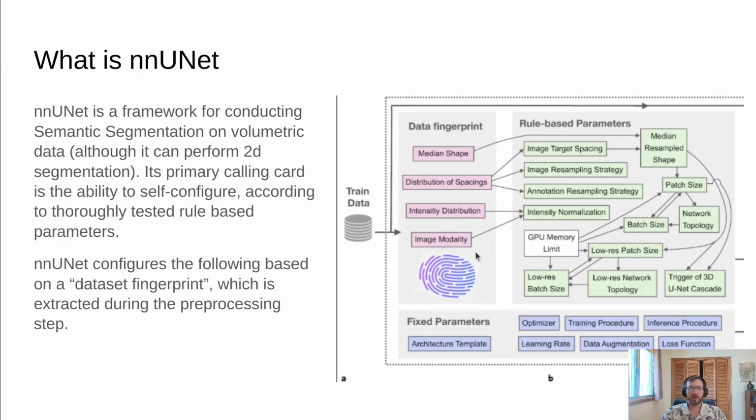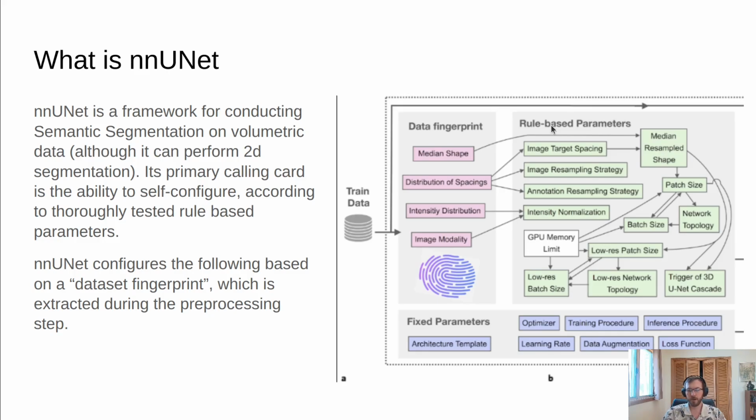Just to start, we'll go over what nnUNet is. nnUNet is a framework for conducting semantic segmentation. It's not so much an architecture as it is a methodology for performing semantic segmentation. The primary thing it does is self-configure. This is kind of what it's known for. It has a list of rule-based parameters that it goes through to configure the architecture of the network and the normalization schemes and spacing for your data. You can see some of the rule-based parameters here.